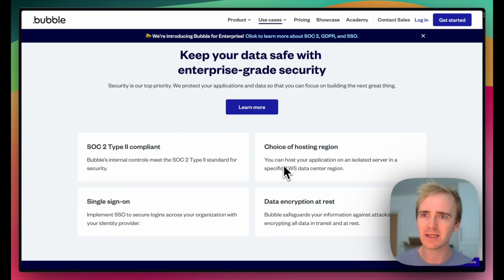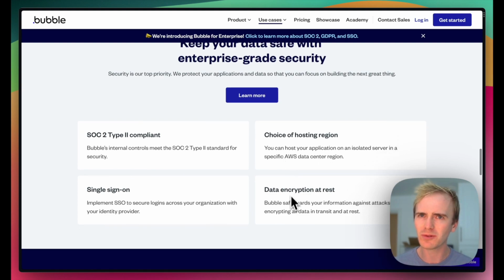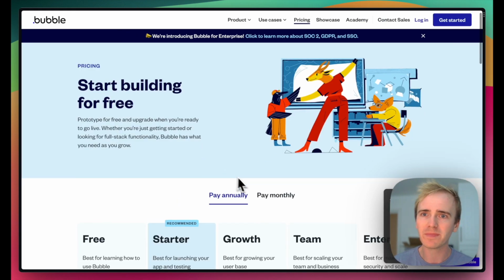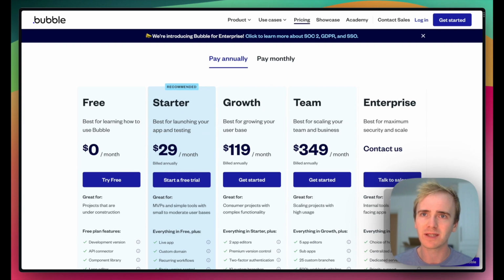Single sign-on and data encryption at rest. Although, maybe someone can correct me in the comments here, I think that is a standard for everyone. That isn't just enterprise. Although certainly being able to pick a hosting region and SOC 2 is going to be enterprise.